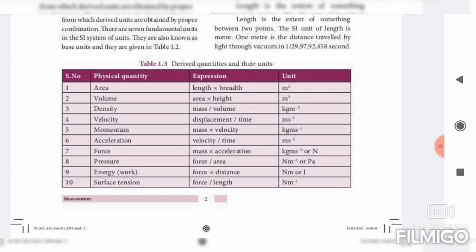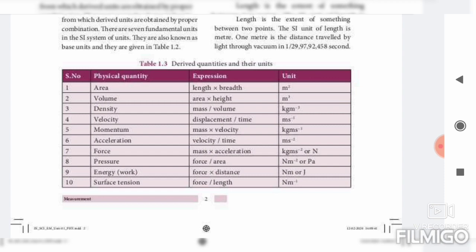Formula is given. First, area, length into breadth, that is meter square. Volume, area into height, meter cube. Density, mass by volume. This formula, everything you have to learn. Velocity, already learned, no? Displacement divided by time. Do you know what the unit of velocity is? Meter second power minus 1. Next, momentum. Momentum, next year you will learn, okay. Momentum, mass into velocity. The unit of momentum is kilogram meter second power minus 1.